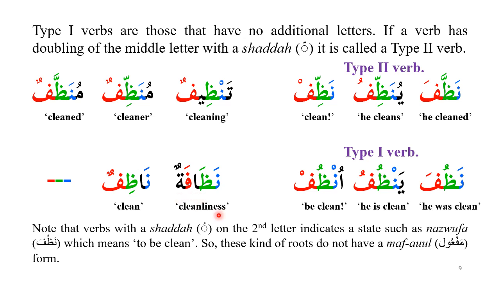Nazafatun means cleanliness, and nazifun means clean, but there is no maf'ul form for this kind of type 1 verb where the dhamma is on the second root letter in both the verbs, because it's a state. So there cannot be a maf'ul for this kind of verbs, type 1 verbs. So nazufa, yanzufu, unzuf, nazafatun, and nazifun.